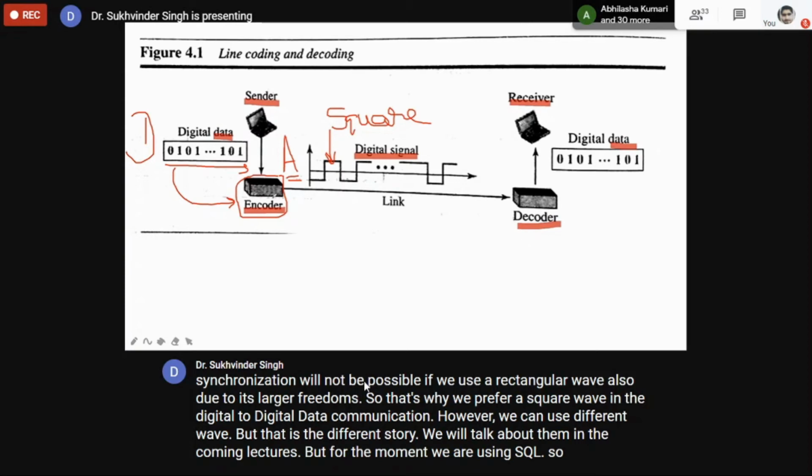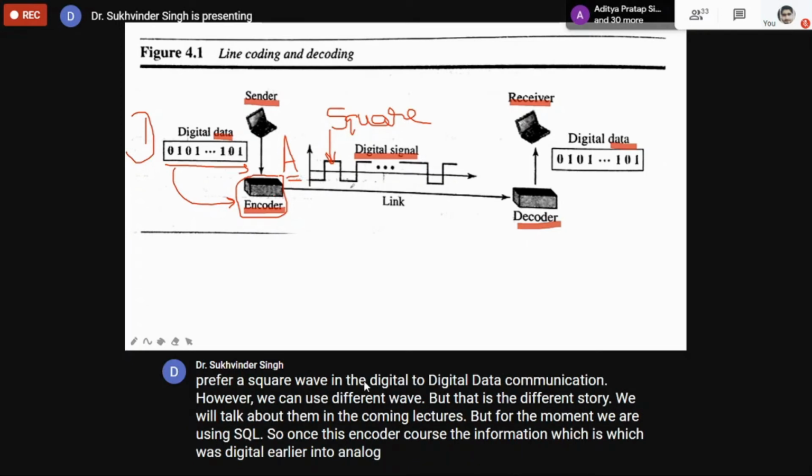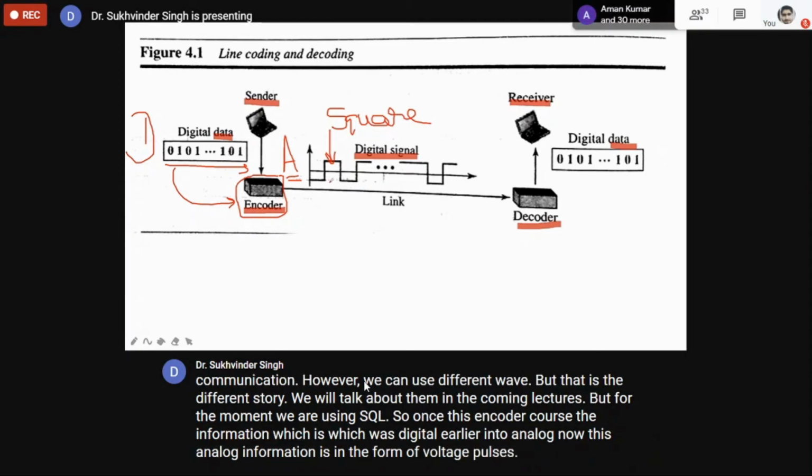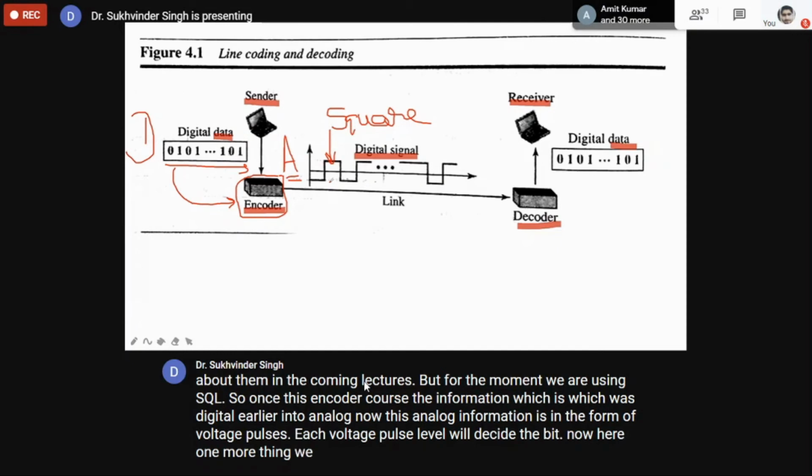So once this encoder codes the information, which was digital earlier, into analog, this analog information is in the form of voltage pulses. Each voltage pulse level will decide the bit. Now here one more thing we have to understand.